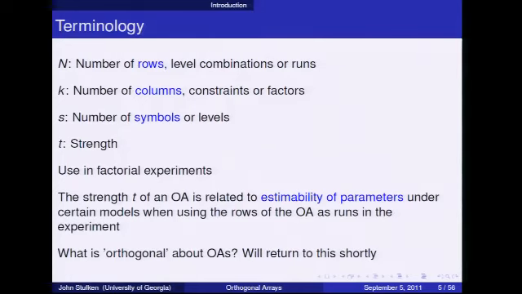There are lots of different names for these symbols. The number of rows is also called the number of runs, or number of level combinations. Number of columns is also known as the number of constraints or the number of factors.